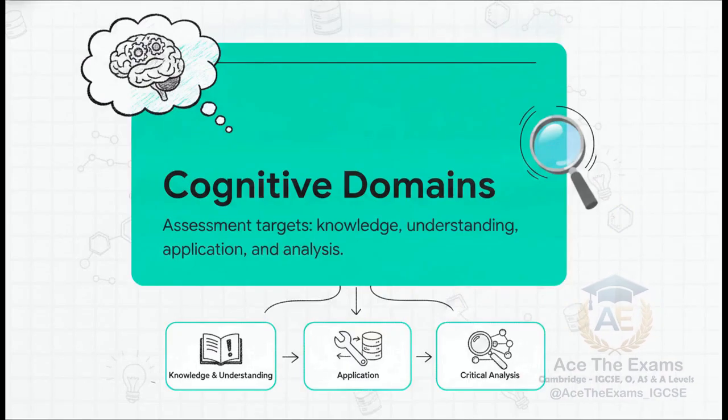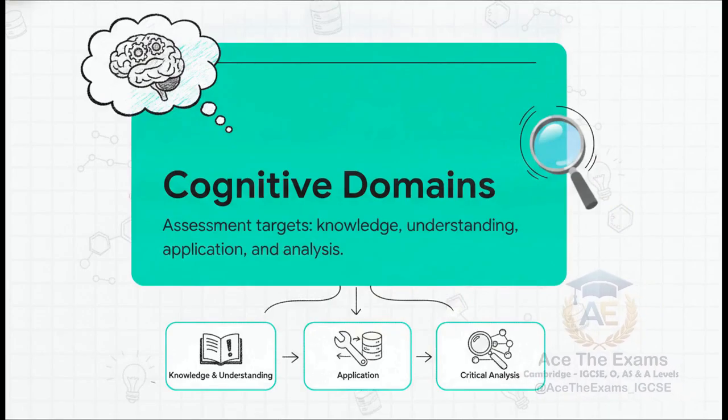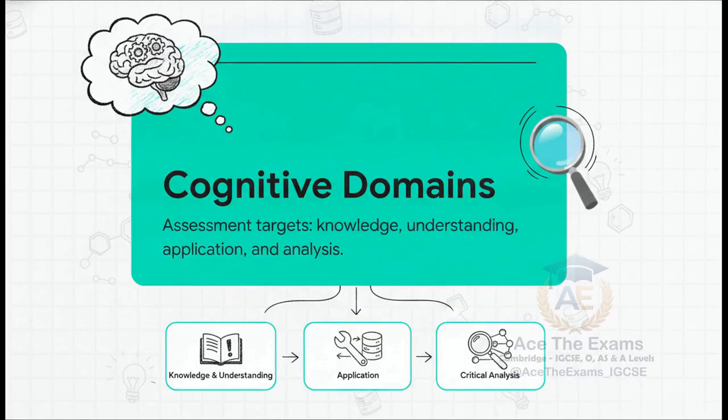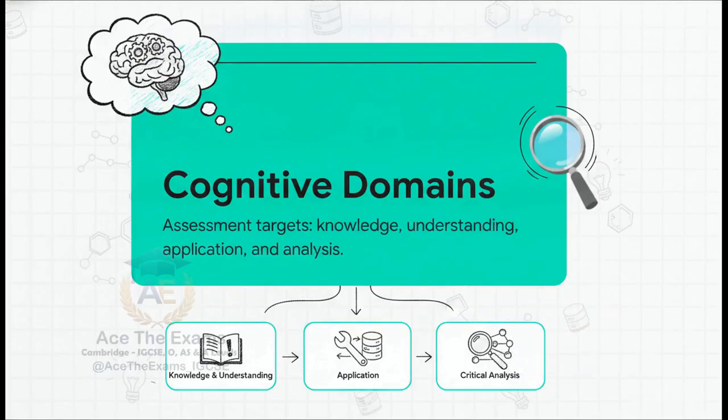Moving right along to Part 2, targeting cognitive domains. Now, what's really interesting about this slide is it shows us exactly how to avoid the traps that Alex and Sam just fell into. We have to look at exactly how examiners are instructed to award you marks behind closed doors. It's not magic, it's not arbitrary, it's a precise psychological framework.